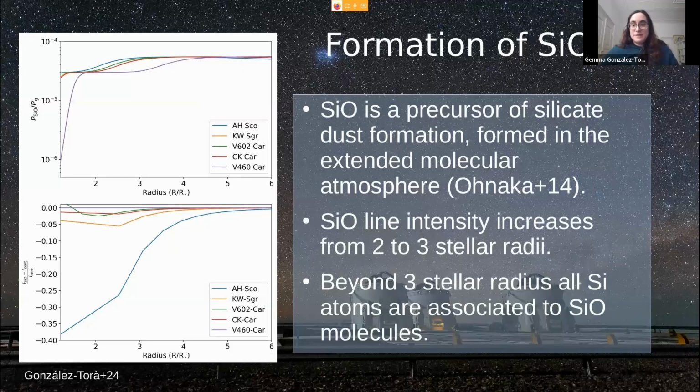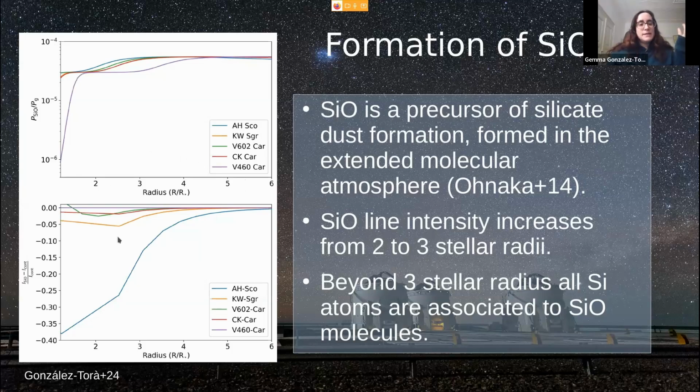Finally, I want to talk a little bit more about the SiO because we know that it's a precursor of the silicate dust formation. With our models, we can see that first it is formed in the extended atmosphere, as I was saying. You can see here on the left the partial pressure of the SiO with respect to the pressure of the gas, and then the intensity with respect to the intensity of the continuum. And this is for the different red supergiants for which we had data.